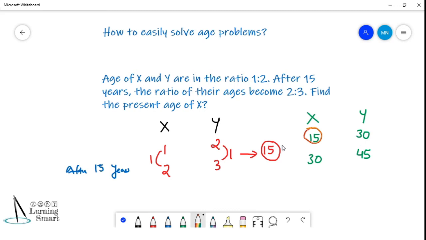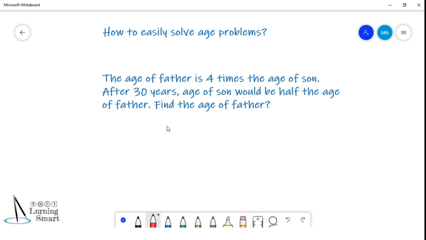Let's do another question. The age of the father is 4 times the age of the son. After 30 years, the age of the son would be half the age of the father. Okay, the father's age is 4 times the age of the son. If the son's age is 1, the father's age would be 4, right?